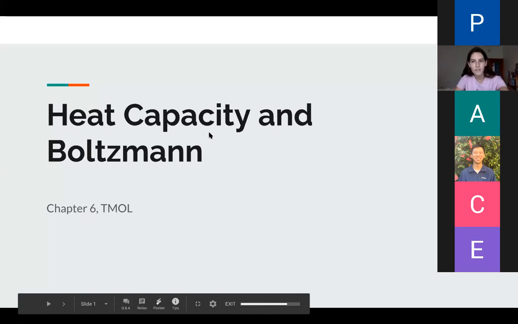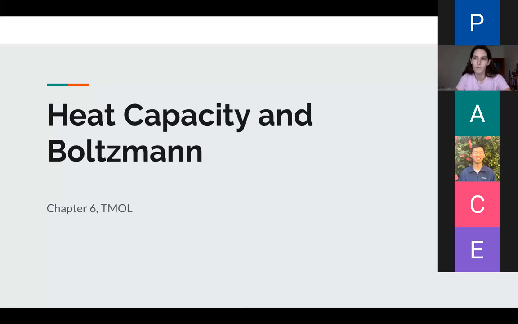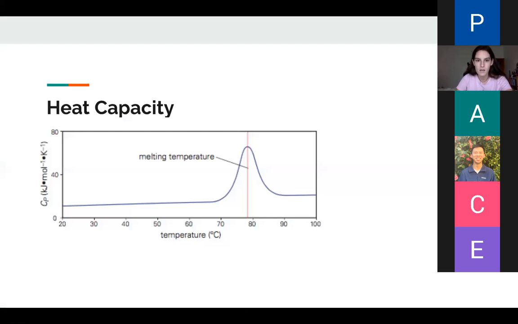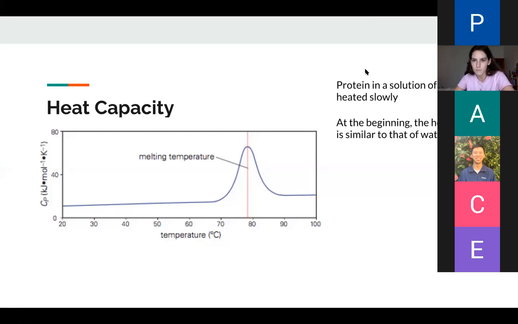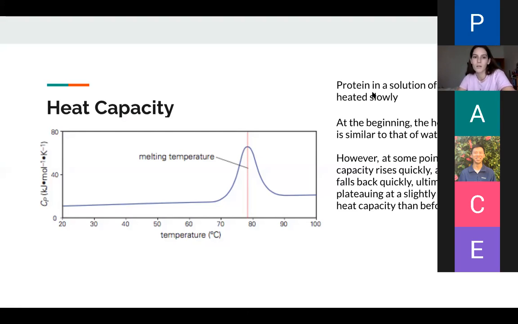Okay, so I'm gonna be talking about heat capacity and the Boltzmann distribution. And again, all my information comes from the textbook, so feel free to look there if you want any more resources. So this graph is of a protein that's in a solution of water and being heated slowly. At the beginning, the heat capacity is pretty similar to the heat capacity of water, but at some point, the heat capacity rises quickly and then falls back, ultimately plateauing at a slightly higher heat capacity than before. And so we're gonna try and explore why this is.